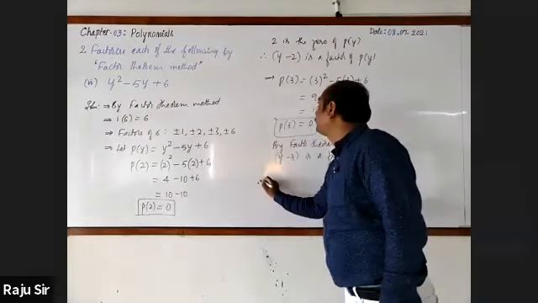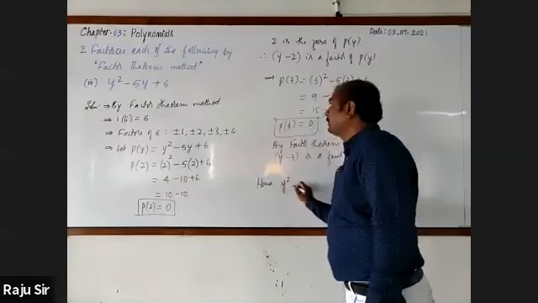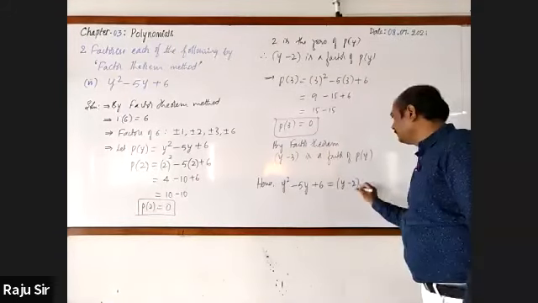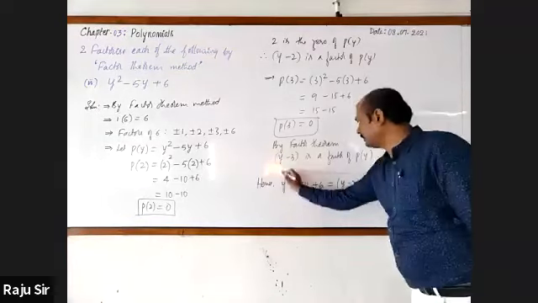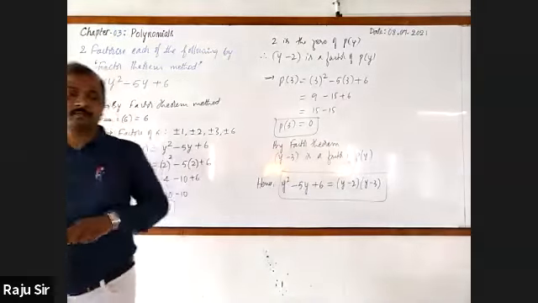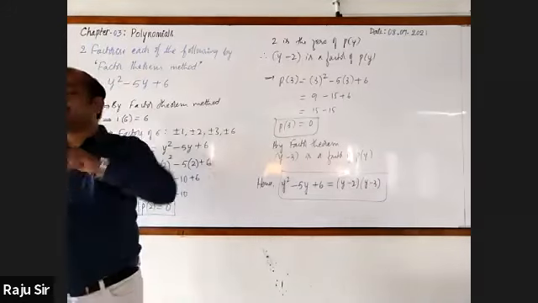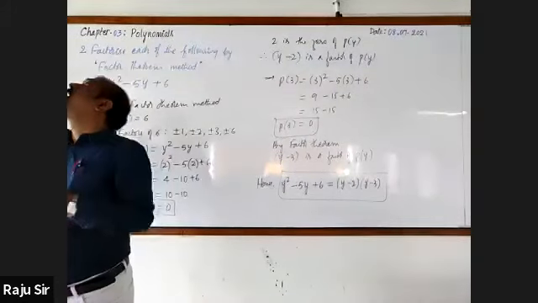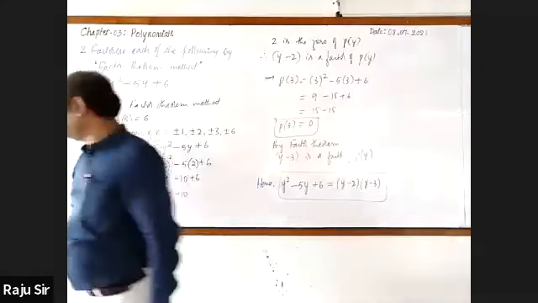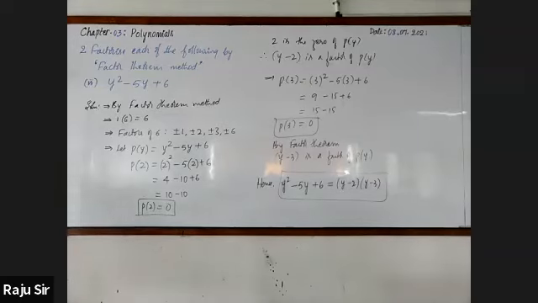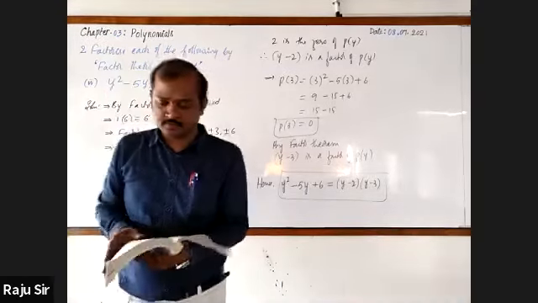Conclusion. Therefore, 3 is the zero of P of y. Hence, y square minus 5y plus 6 is equal to y minus 2 into y minus 3. Voila. Okay, right.